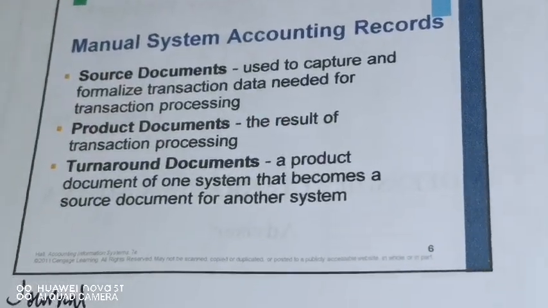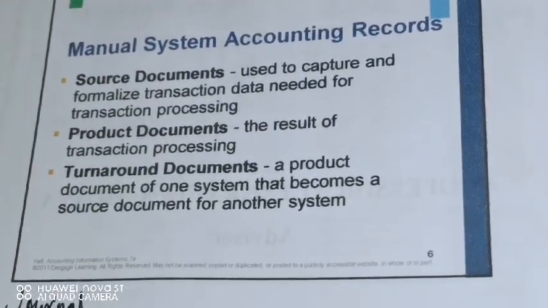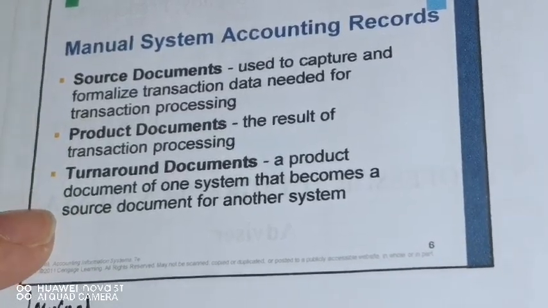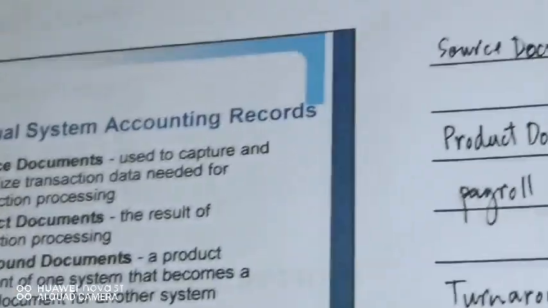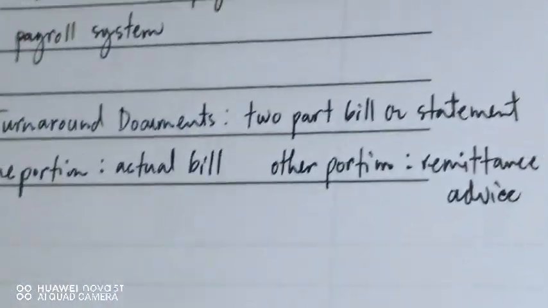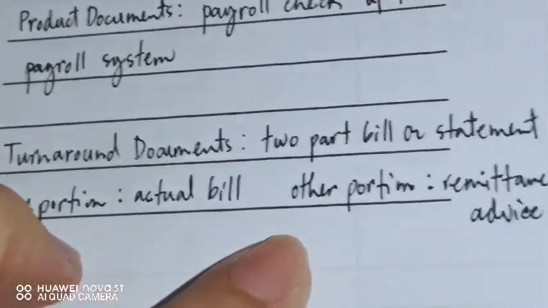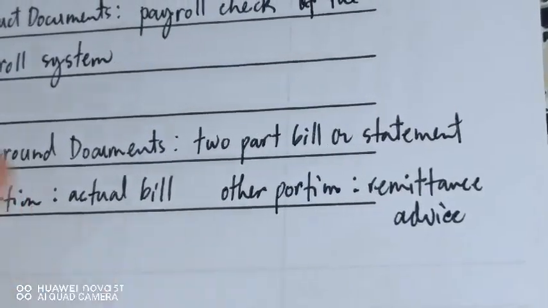Okay, next is the turnaround document. It is a product document of one system that becomes a source document for another system. An example of that is a two-part bill or a statement, wherein one portion is the actual bill and the other portion is the remittance advice.